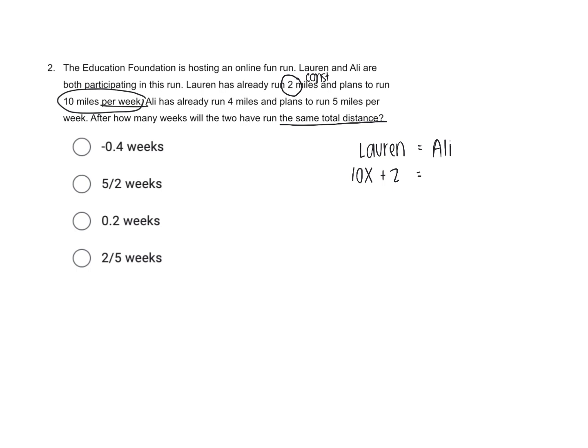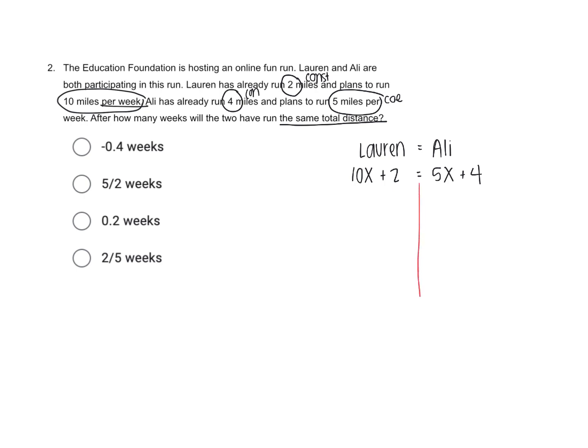And now we're going to look at Allie. Allie has already run 4 miles, so that's once again our constant. And her plan is to run 5 miles per week, so that's our coefficient. This creates 5 times x, our number of weeks, plus the 4 miles she already ran. Now we're ready to solve.